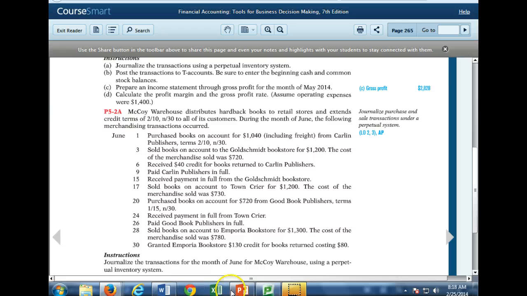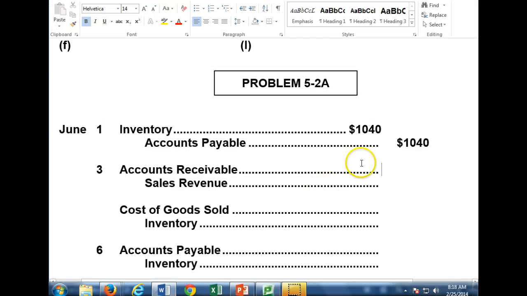So the first transaction that we're going to show is accounts receivable of how much? $1,200. Sales revenue of $1,200. And what's the cost of goods sold? $720. And inventory of $720. Good.